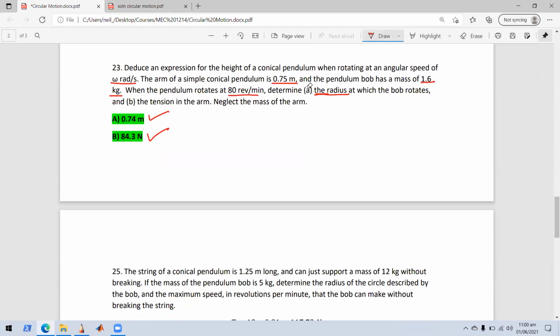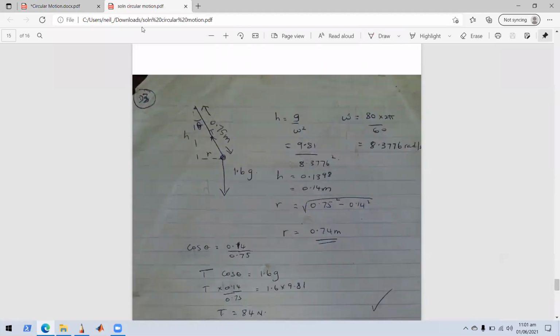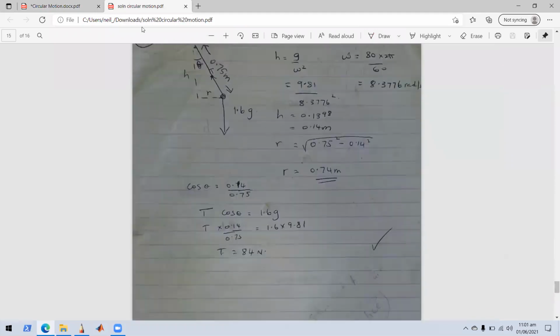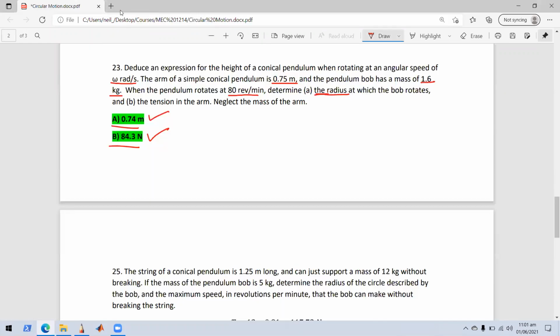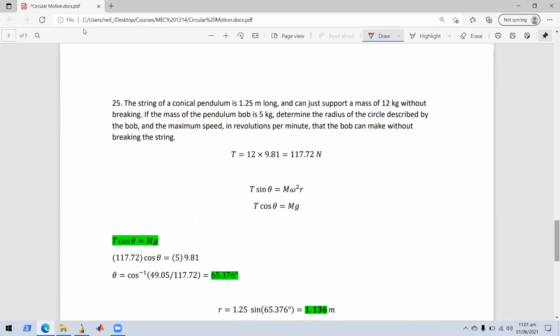Most of you should get this answer, right? If not, you can look at Mr. Cell's solution. It's visible, it's clear, so you should follow. Good. Now moving on to number 25, and then we call it a day. Very good.